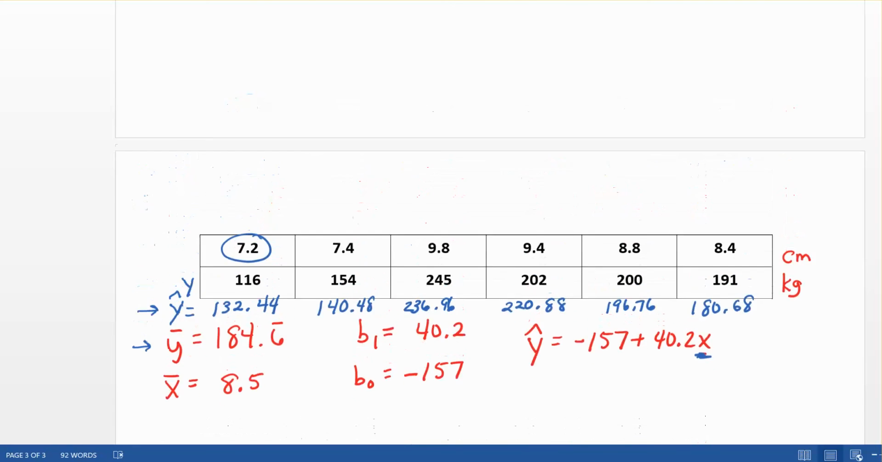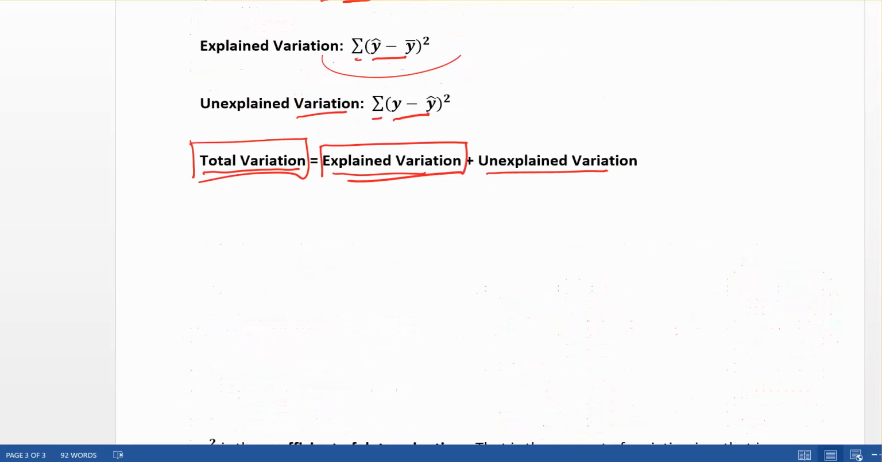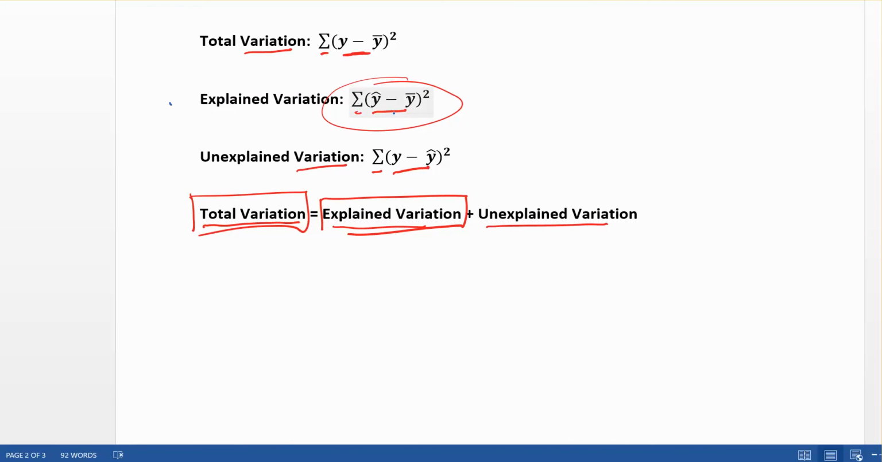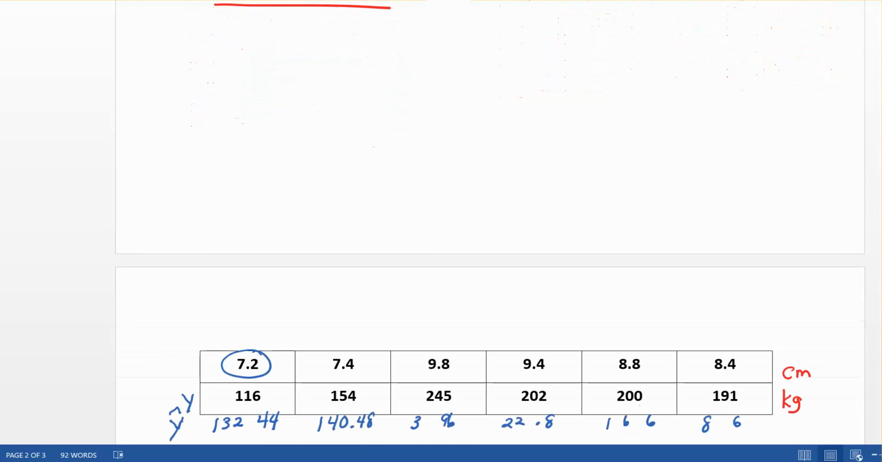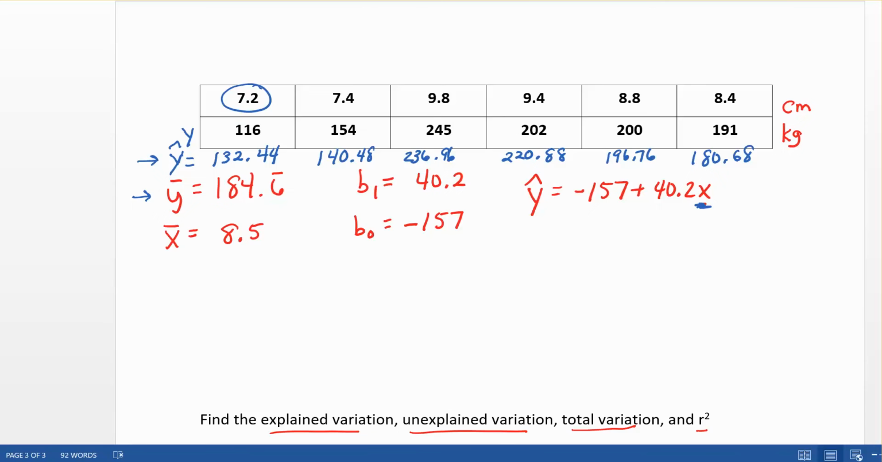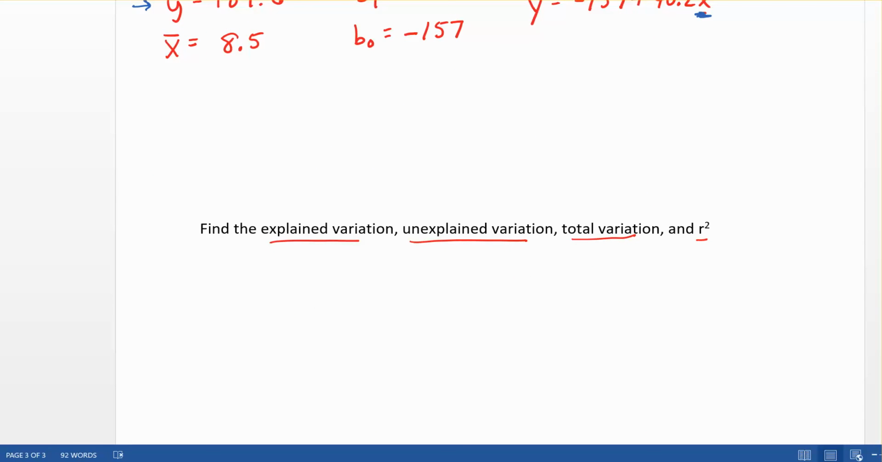So to find the explained variation now, we need to sum. Let's go back to this equation. We need to take the sum of the difference between y hat and y bar and square it. We want the sum of those squares. So I'm not going to put all of the work in here. We'll just do some of it, and then we'll pause and then put it all in. So we're finding the sum for the explained variation of y hat minus y bar squared.